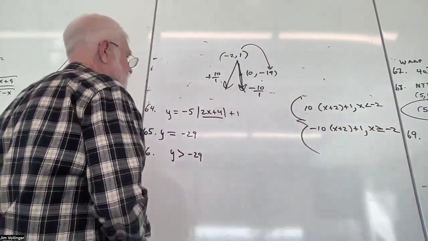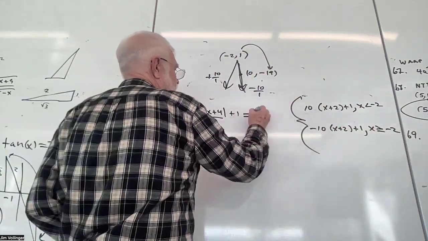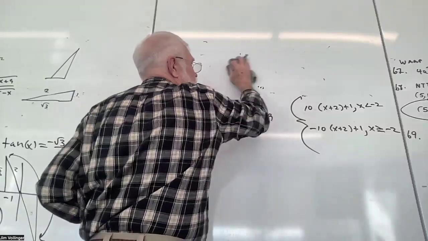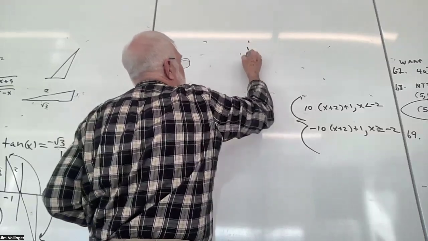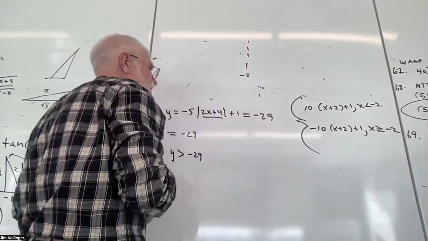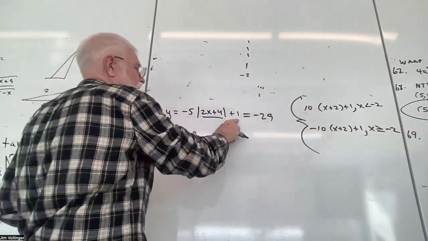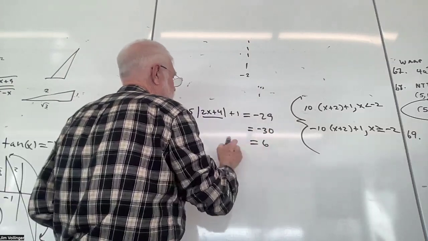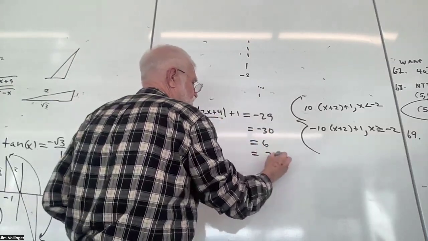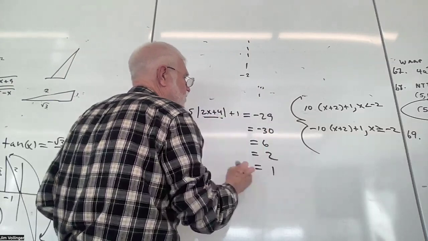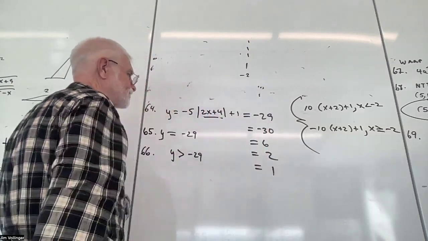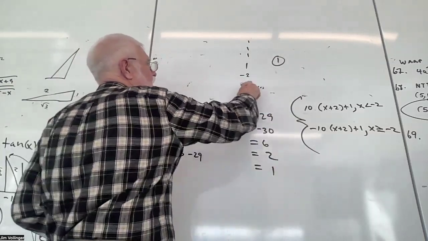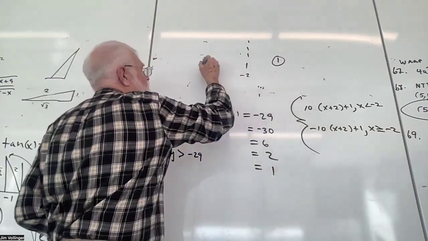All right, now we're going to set this thing to equal negative 29. All right, let's get one answer. And then let's use negative 2. Negative 2 is our center line, our axis of symmetry. So I'm going to subtract 1, minus 30. I'm going to divide by negative 5, which is 6. I'm going to subtract 4, which is 2. Then I'm going to divide by 2, which is 1. All right, so one of my answers is 1, which is over here. And then the other answer has to be 3 units to get to 1. So it should be negative 5.